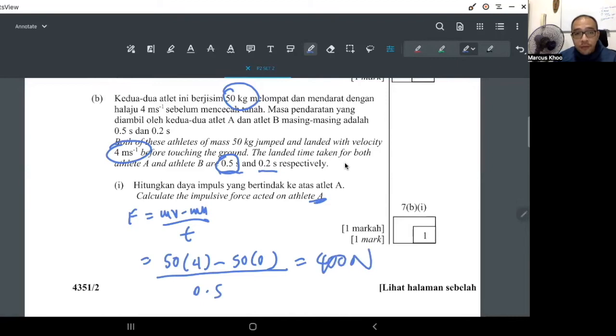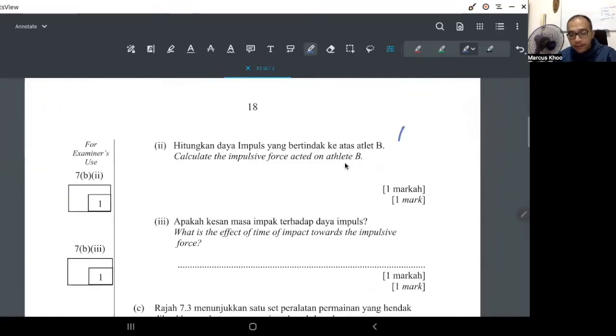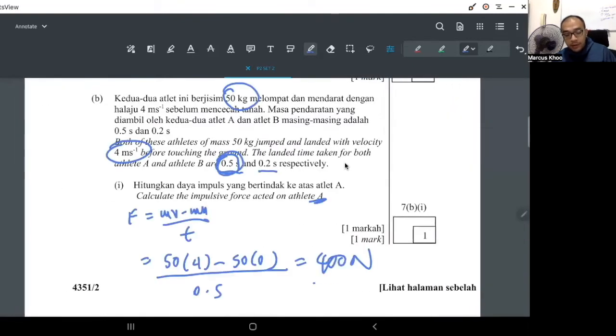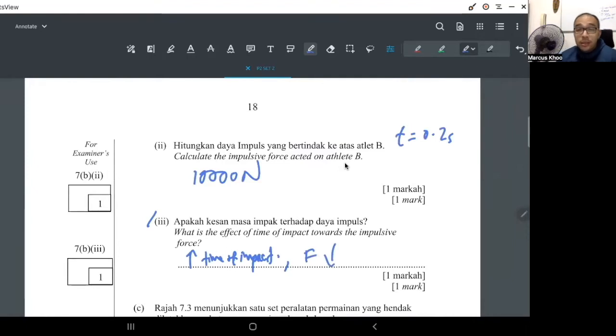You do the same thing for athlete B, but the time is different. The time for athlete B is 0.2 seconds. You will get about 10,000 newtons. So the question is, what is the effect of time of impact on the impulsive force? In a sense, this question is asking you for the relationship as well. The bigger the time of impact, 0.5 seconds, the smaller the impulsive force. You can write it like this, like the hypothesis, the relationship question, as an effect. No problem at all.